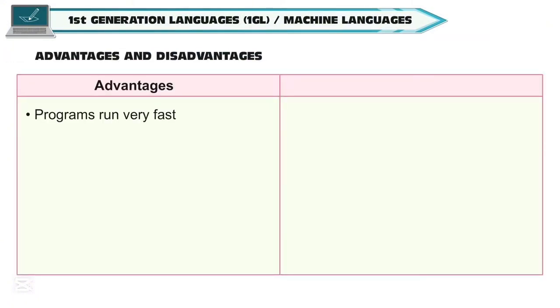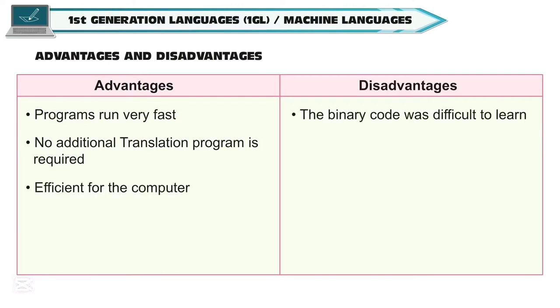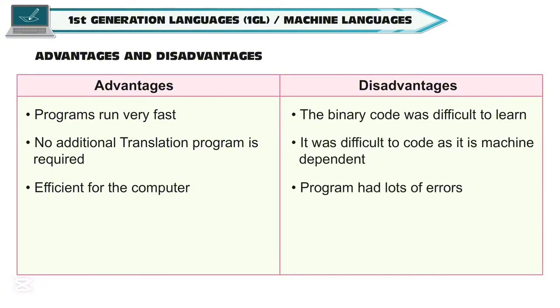Advantages include programs run very fast, no additional translation program is required, efficient for the computer. Disadvantages include the binary code was difficult to learn, it was difficult to code as it is machine dependent, programs had lots of errors, debugging was difficult.